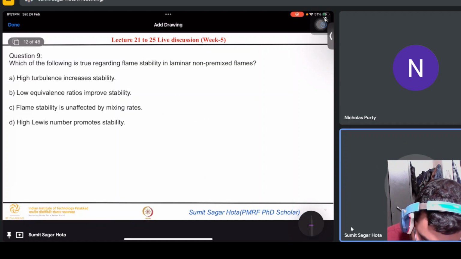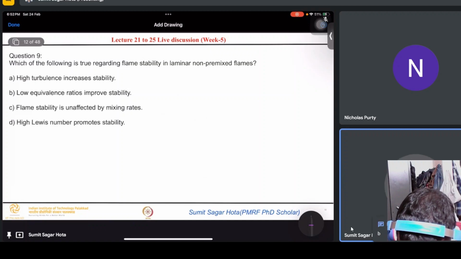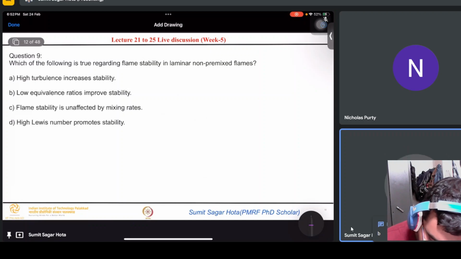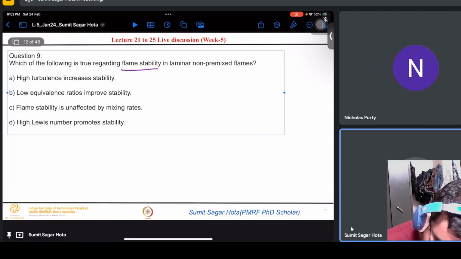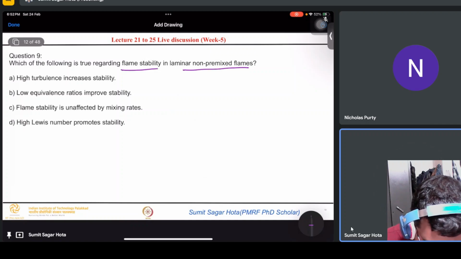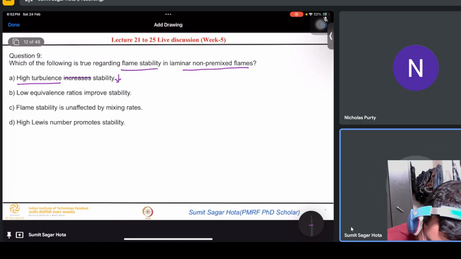Which of the following is true regarding the flame stability of a non-premixed flame? Let's remember. Higher turbulence is never going to increase the stability. Obviously it decreases the stability. Higher turbulence decreases the stability, so this is wrong.